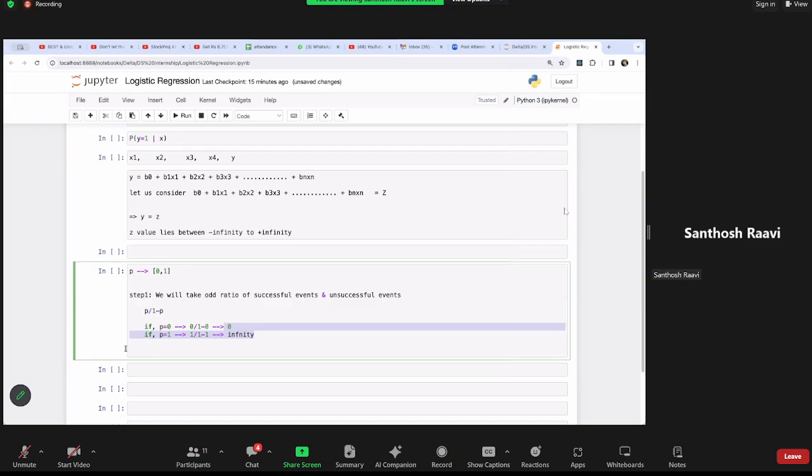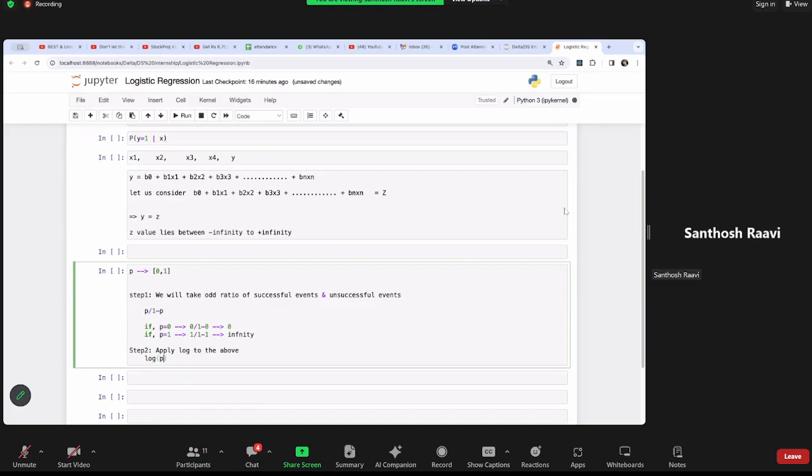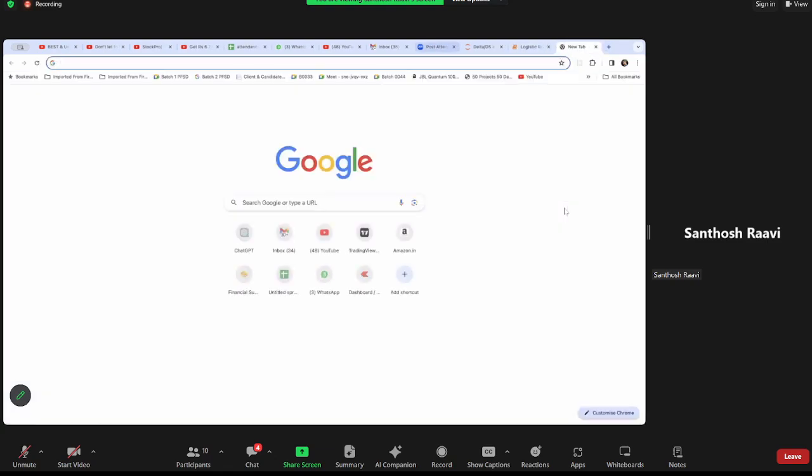Now we will apply step 2: apply log to the above one. If you apply log of p divided by 1 minus p, now you substitute p. If p equals 0, what will happen again? You will get log of 0. What is log 0? What is the value of log 0?